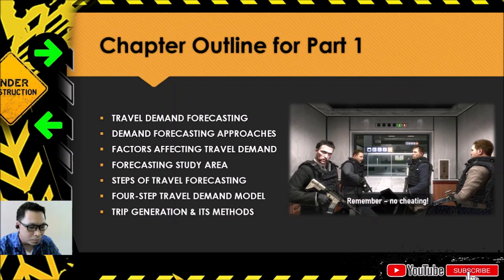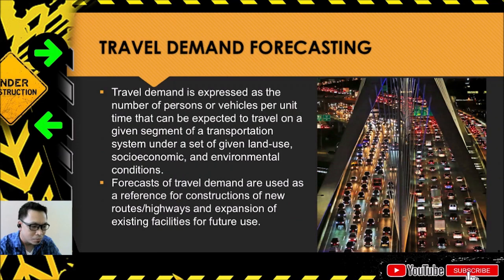And we have the topics to discuss in this chapter. First, we must discuss travel demand forecasting, demand forecasting approaches, factors affecting travel demand, forecasting study area, steps of travel forecasting, the 4-step travel demand model, and lastly, we have the trip generation and its methods. So first, let us discuss what is travel demand forecasting.